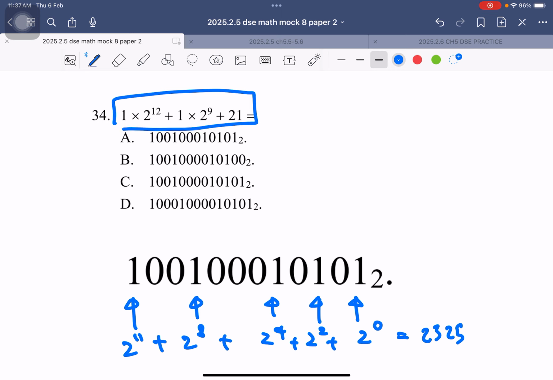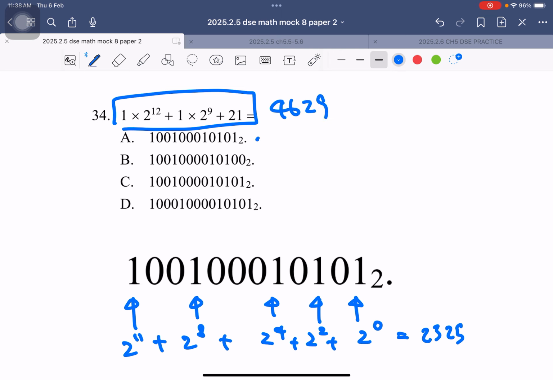So 2325. Then you can use your calculator to find out the value of this one as well: 1 times 2 to the power of 12 plus 1 times 2 to the power of 9 plus 2 to the power of 4 plus 2 squared plus 2 to the power of 0. When we do this, we only do it with the ones, not with the zeros, because 0 times anything is 0. So you're just adding them up. That's 4629.